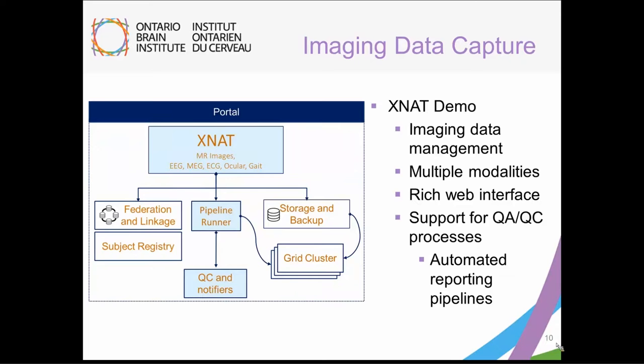And as you see in this image, the system connects to many other subsystems that do a lot of processing. There is a pipeline runner program that automatically executes a number of pipelines, whether those are quality control, quality assurance, notification, various systems that run automatically. Some of those can connect to the grid if heavier lifting is required. There's a whole storage backup system. Everything's backed up every night. Quality control notifiers, the subject registry already mentioned, so the information is already sent there. And then XNAT in its back end also communicates with the federation and linkage systems, which will be talked about in a few moments.